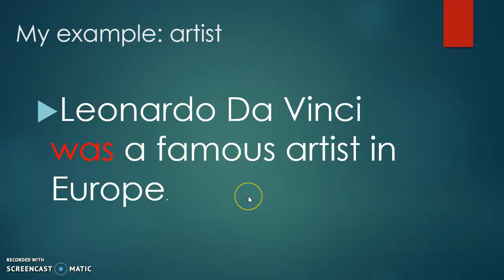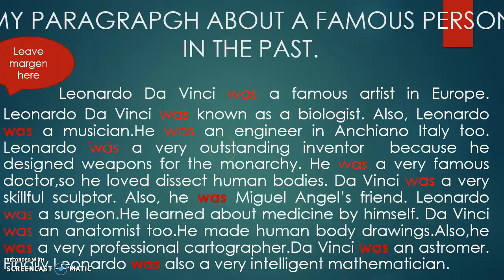After watching the video and looking for the most important information about the famous person you chose, you have to start writing sentences. Here we have an example. Leonardo da Vinci was a famous artist in Europe. Then, after finishing this task, you have to arrange those sentences into a paragraph format. Here you can see my paragraph example. Don't forget to leave a margin when you start writing a paragraph.